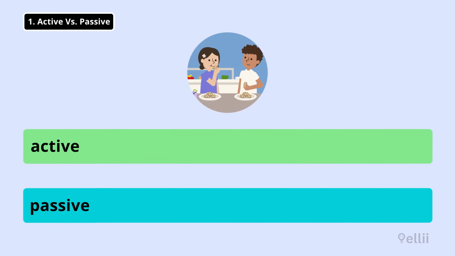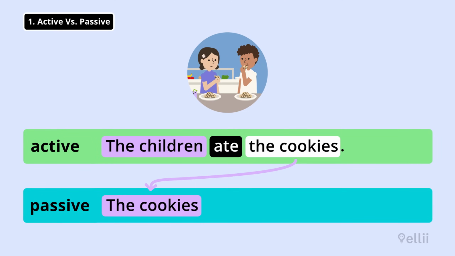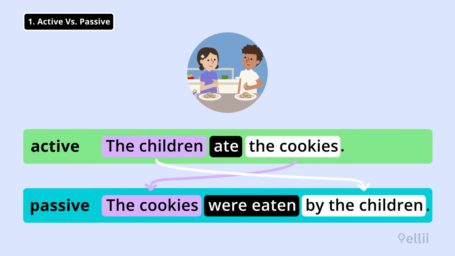Let's look at an example. The active sentence, "The children ate the cookies," becomes, "The cookies were eaten by the children," in the passive voice.